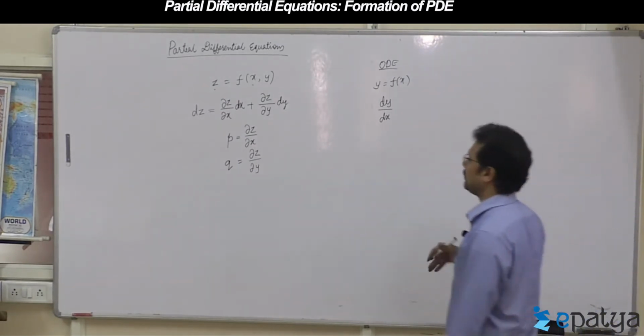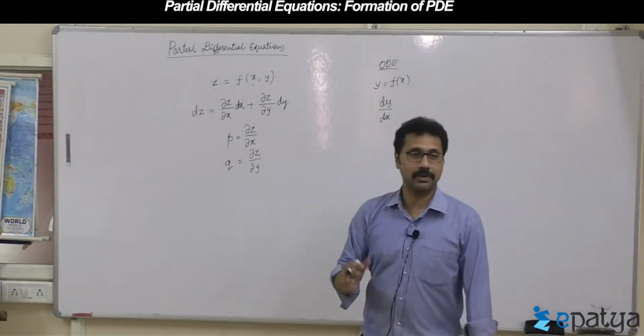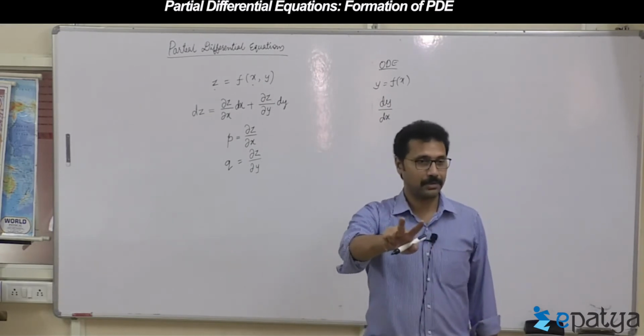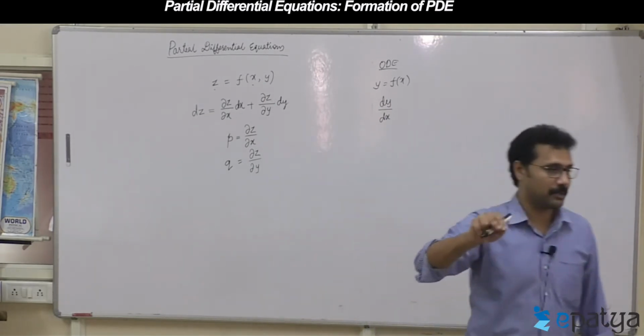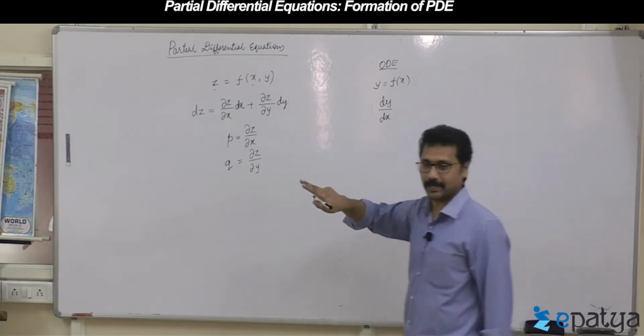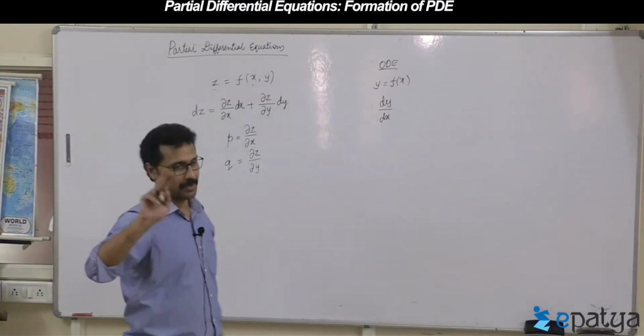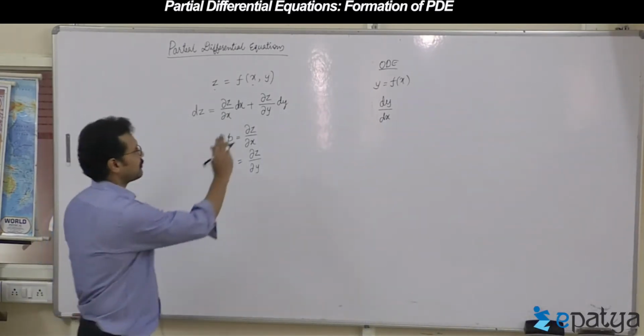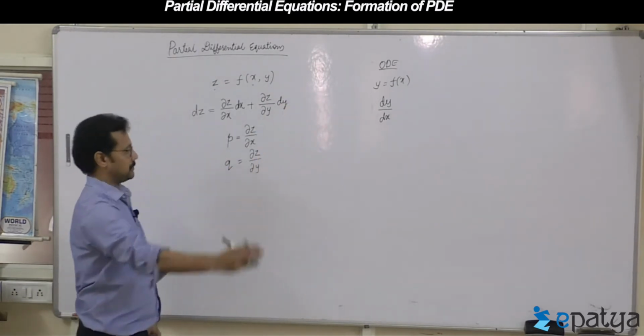Since I have only two independent variables, in the first order we will have two gradients: dou z by dou x, which is with respect to x, and dou z by dou y, which is with respect to y. Gradients with respect to x and gradients with respect to y. Suppose I have more than two variables, I'll get some more gradients also.